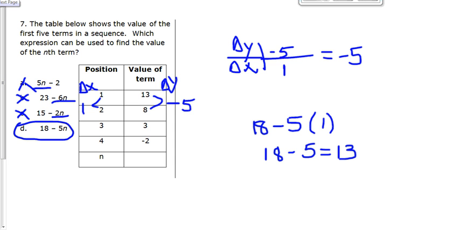Don't forget, question 9, I believe, is asking you about problem 7, and you're going to have to work backwards.